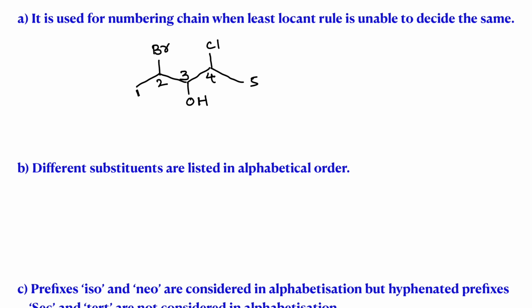Different substituents are listed in alphabetical order. For example, here I am taking a carbon chain like this. Here I am taking a functional group, and here this is chlorine. Here I am taking bromine, and here one more branch I am taking, that is methyl. So this is the given organic compound.